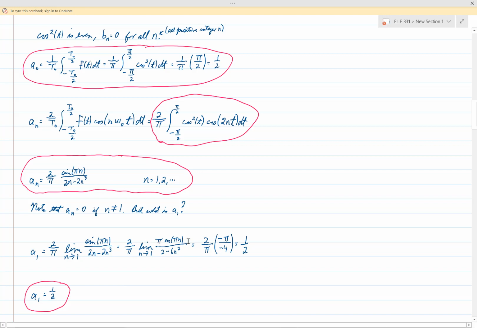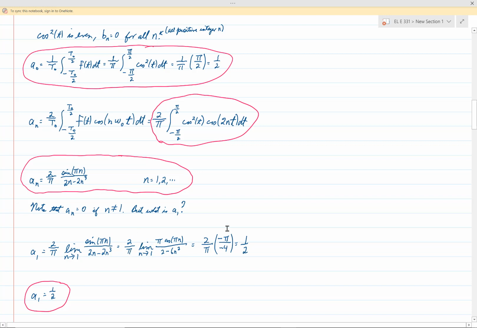We take the derivative of the numerator with respect to n, and that gives us pi cosine of pi n. We also take the derivative of the denominator with respect to n, and that gives us 2 minus 6n squared. Now, if we take the limit of this as n goes to 1, we no longer get an expression of the form 0 over 0. Instead, in the top, we get cosine of pi, which is negative 1, times this pi, so we get negative pi in the top, and in the bottom we get 2 minus 6, which is negative 4, so we're in good shape.